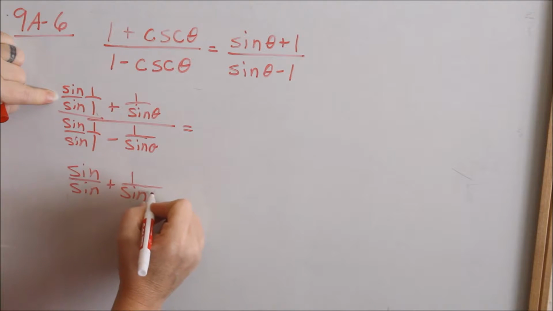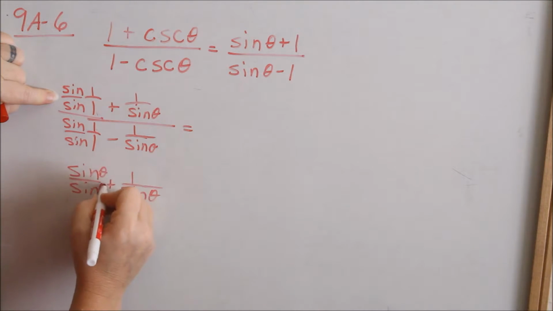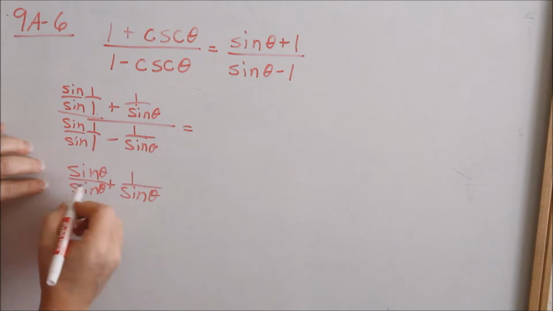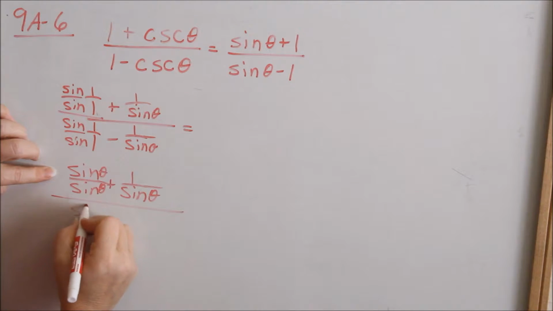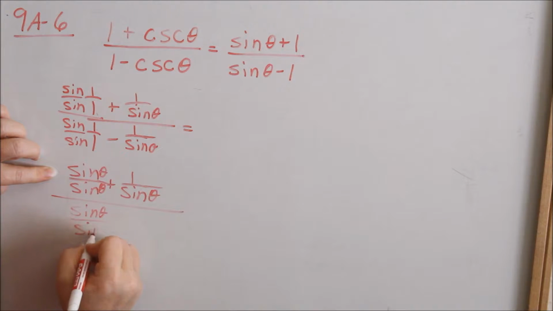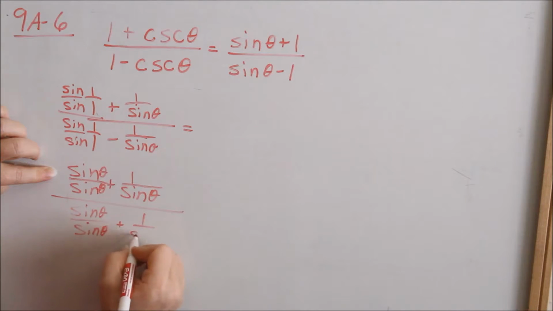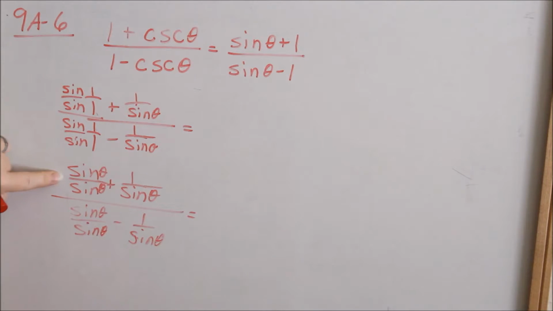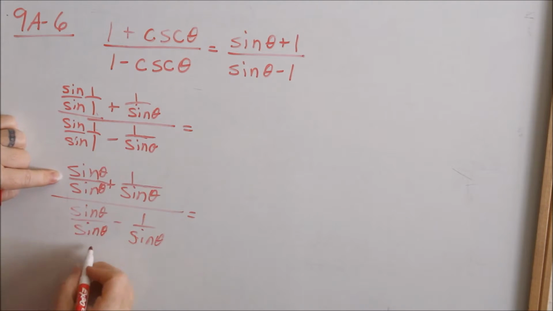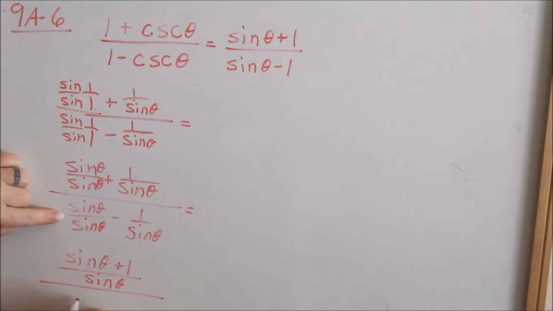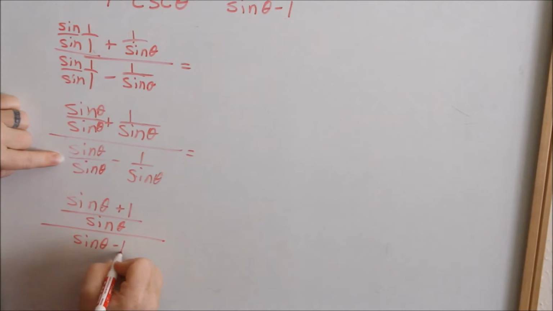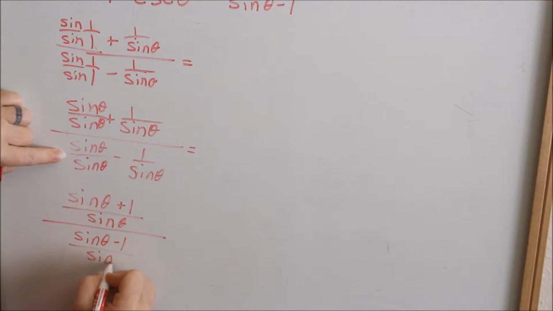I probably would normally skip this step on my paper. I get real bad about not writing in my thetas as well. All over sine theta over sine theta plus 1 over, that's a minus, sine theta. In the top I have a common denominator, so I can combine my numerator to say sine theta plus 1 all over sine theta, and in the bottom, combining my numerators, sine theta minus 1 all over sine theta.